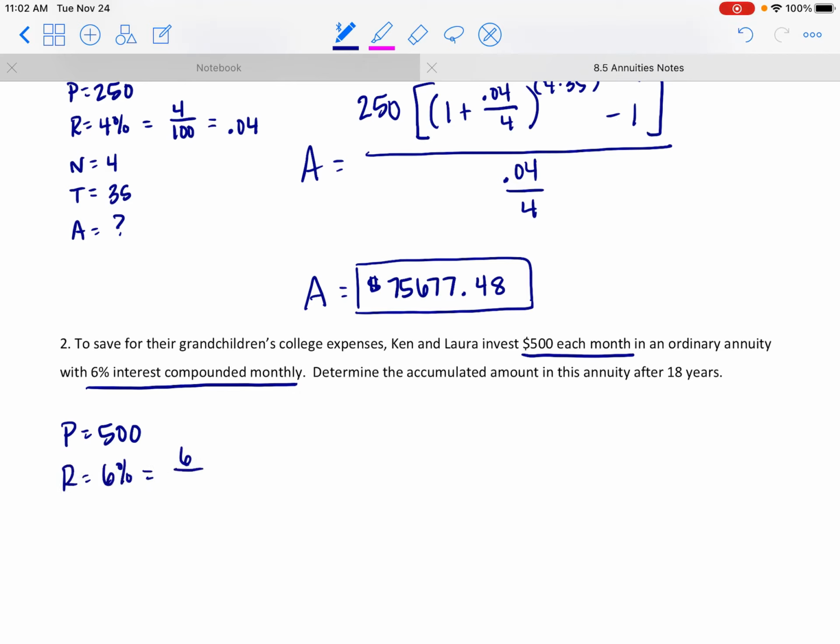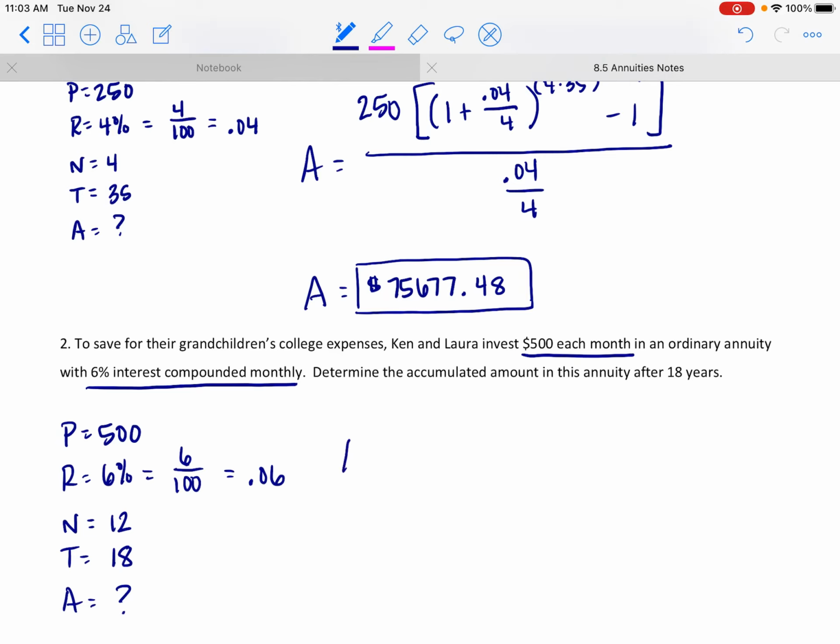So you have a payment amount of $500, and the rate is 6%. That translates to 6 out of 100, and that's 0.06 as a decimal. And compounded monthly, payments are made monthly, so N is 12 because there are 12 months in the year. And this is for 18 years. T is 18, and we're trying to figure out that final accumulated amount. And so let's plug into our formula.